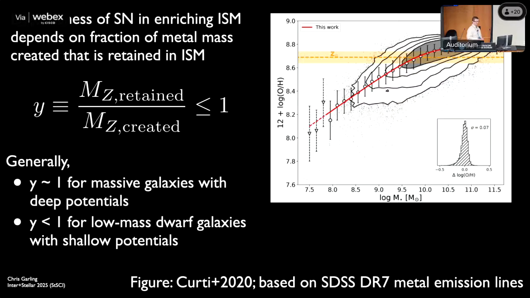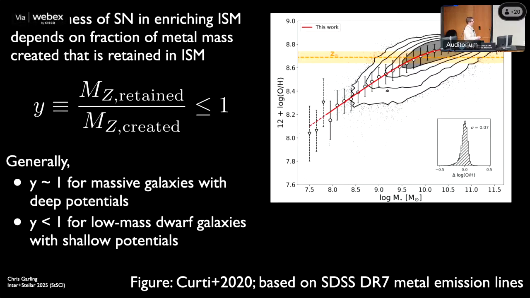And so one way that's useful to think about the enrichment of the ISM in this context is to think about the metal retention fraction. This is pretty simply just the mass of metals that you retain over the mass of metals that you create originally. For high mass galaxies, this is of order unity. They're able to capture a lot of the metals that they create and retain them, and that metal can go on to enrich the next generation of stars.